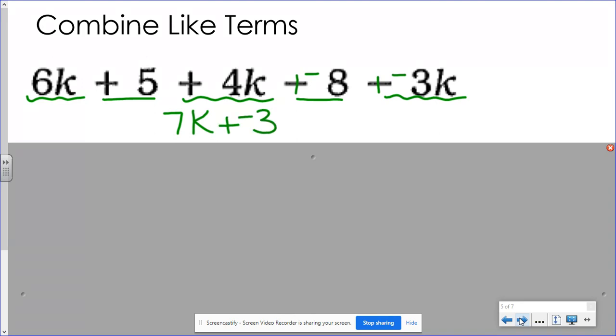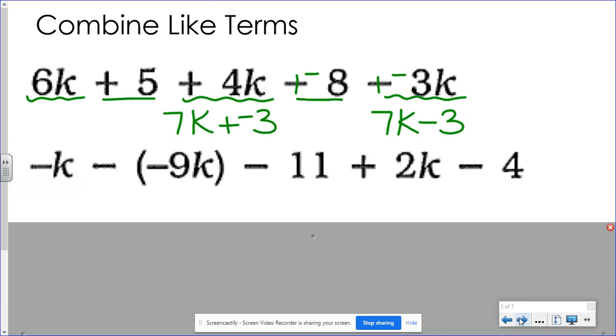That answer is just fine. Some people would much rather see it like this, right? And that subtracting 3 is the same as adding a negative 3. So I don't care which one you do. I will never mark it wrong for either of these answers. I don't mind which way you prefer to write it.